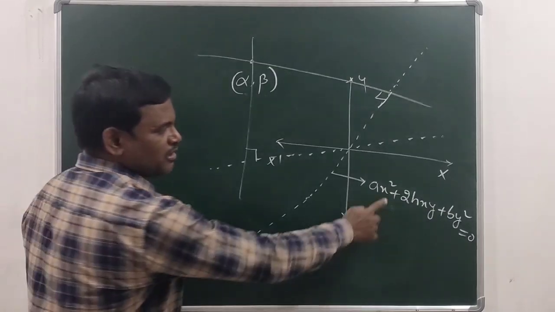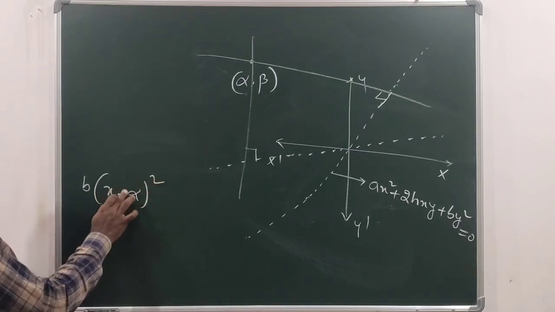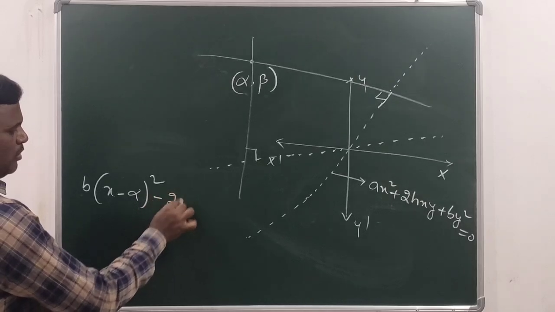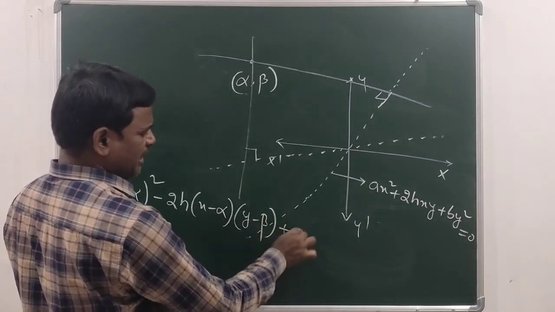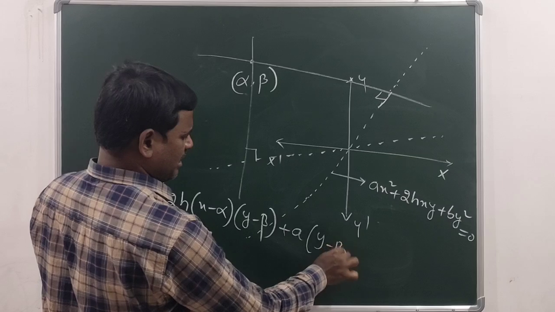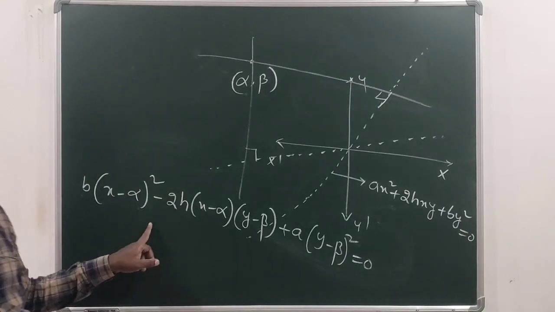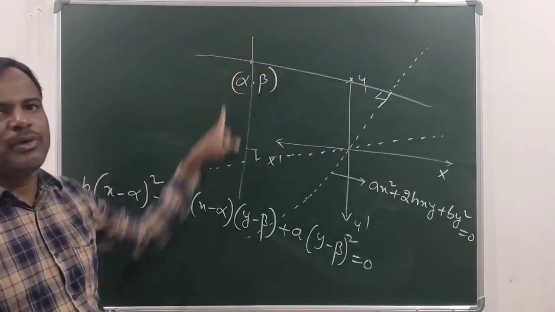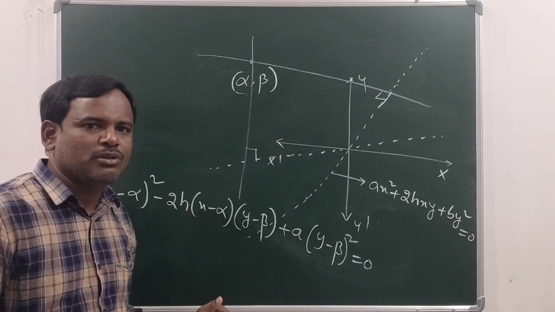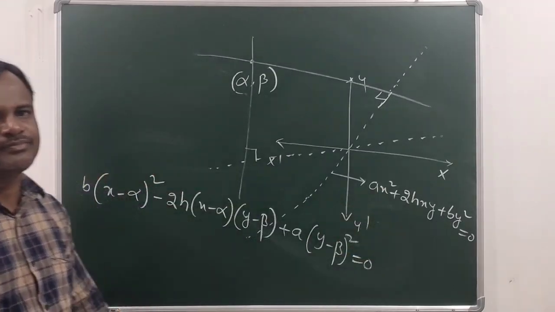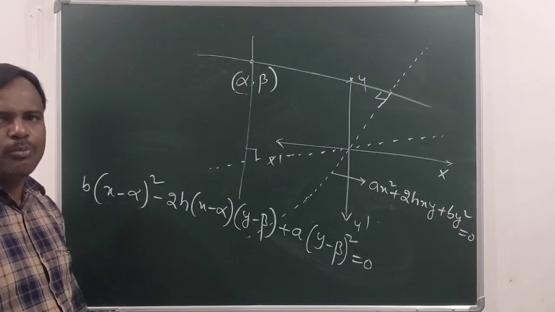Same as the previous one, but in the place of x, you get x minus alpha. B into x minus alpha whole square, plus 2h into x minus alpha into y minus beta, plus a into y minus beta whole square, which is equal to 0. So this is the required pair of straight lines which pass through alpha comma beta, and this pair of lines is perpendicular to the lines represented by this. Remember it like a standard result, students. I hope you have understood this.